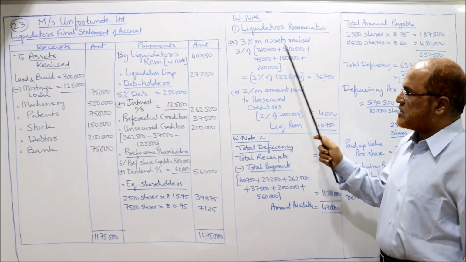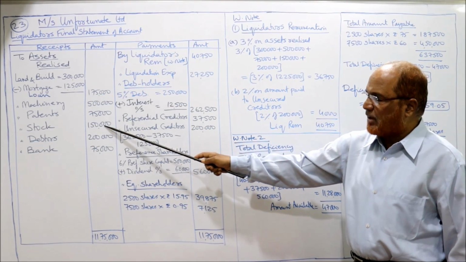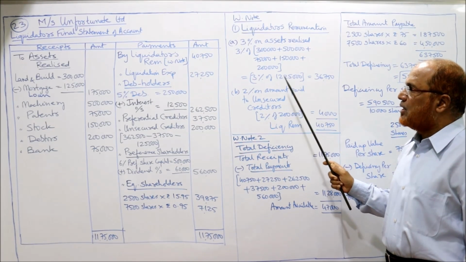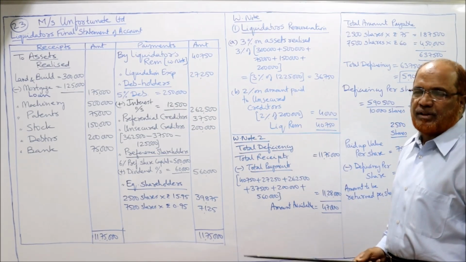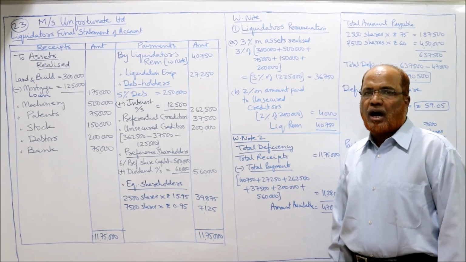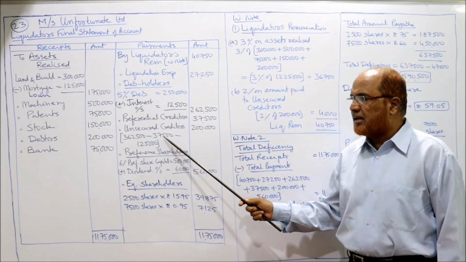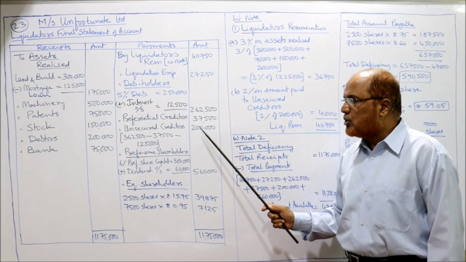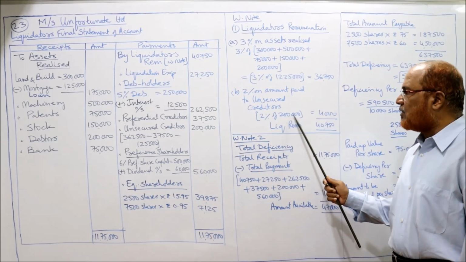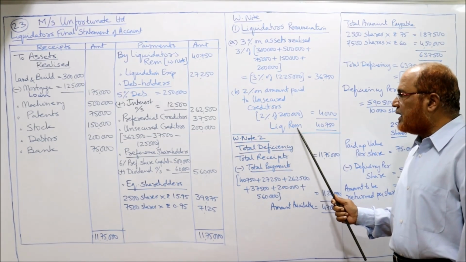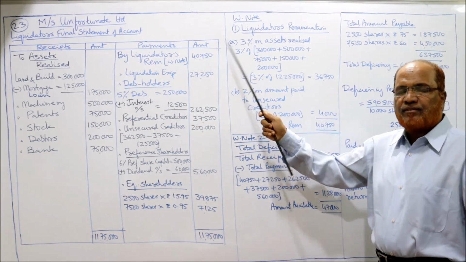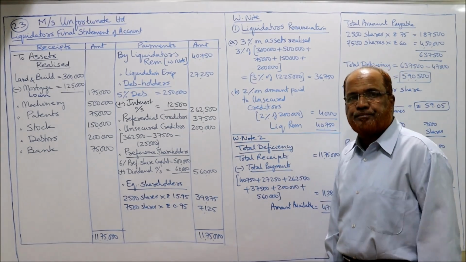Plus 5 lakh rupees, this one, plus 75,000, plus 1,50,000, plus 2 lakh. The total of all the assets realized, 12,25,000. 3% comes to 36,750. And 2% on amount paid to unsecured creditors. Unsecured creditors, to find out, minus 37,500 minus 1,25,000, 2 lakh rupees are the amount paid to unsecured creditors. So 2% of 2 lakh comes to 4,000. So total liquidator's remuneration is 40,750. So easily we have calculated the liquidator's remuneration.